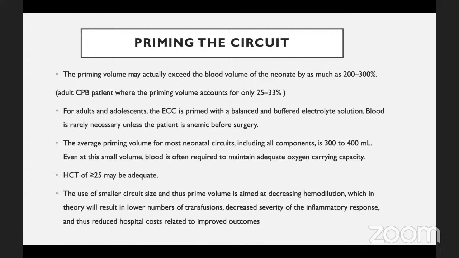The average priming volume for most neonatal circuits, including all components, is 300 to 400 ml. Even at this small volume, blood is often required to maintain adequate oxygen carrying capacity and to maintain the hematocrit at or above 25%. The use of a smaller circuit size and thus prime volume is aimed at decreasing hemodilution, which in theory will result in fewer transfusions and a decreased severity of the inflammatory response, and thus reduce hospital costs related to improved outcomes.